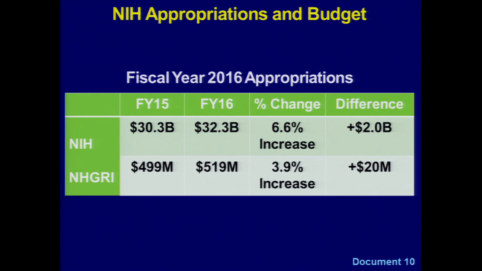Because some of these NIH funds were designated to specific programs, such as the Precision Medicine Initiative and others, the individual institutes received a lower percent increase. Nonetheless, NHGRI did see its budget increase by roughly 3.9%, which amounts to about a $20 million increase. I can tell you that this now places NHGRI's budget above the $500 million mark for the first time since sequestration hit a few years ago, when we plummeted below $500 million.